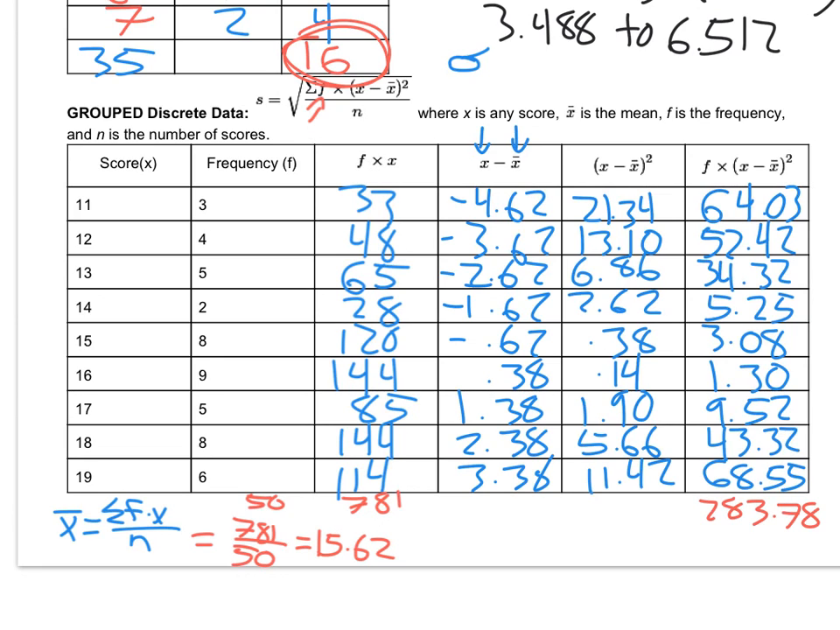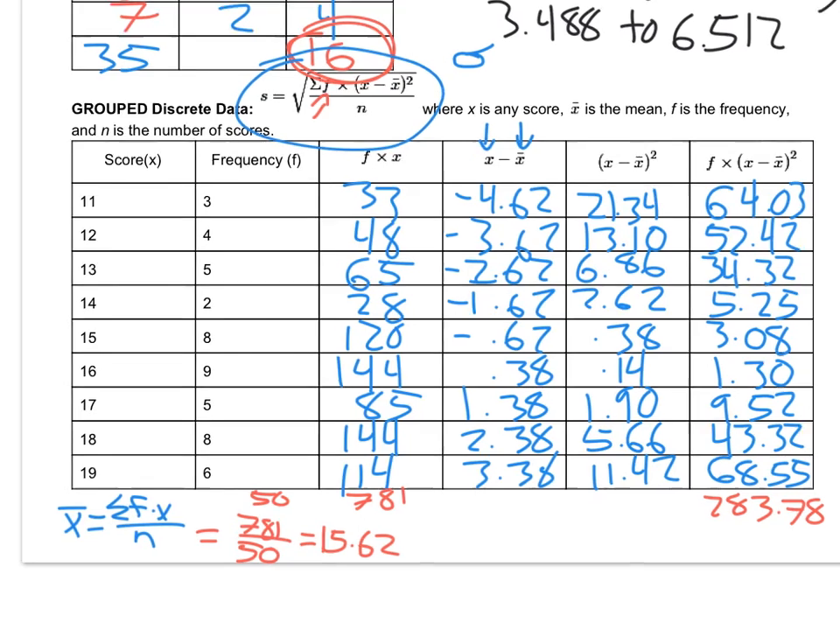283.78 approximately. Okay, and then I just use that formula from up above, this formula right here. So I'm going to take that sum and I'm going to divide it by the total frequency and square root it. So I'm going to go down here.